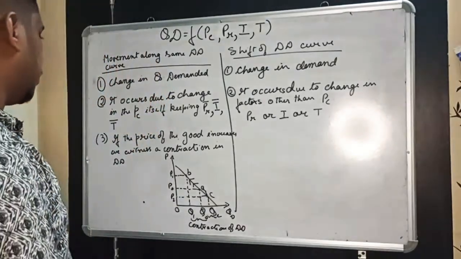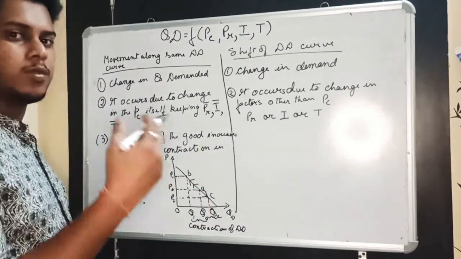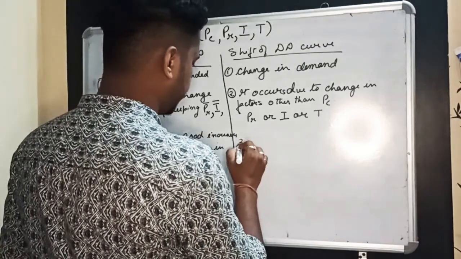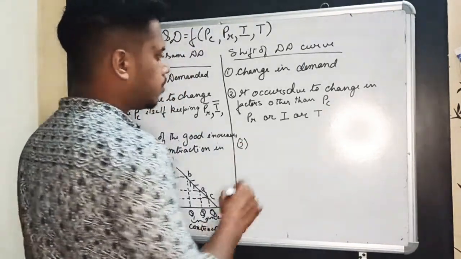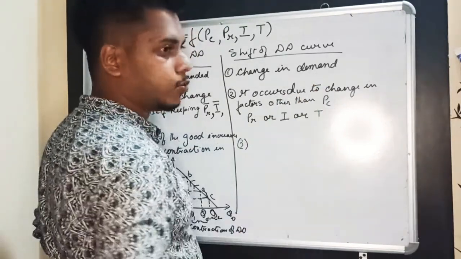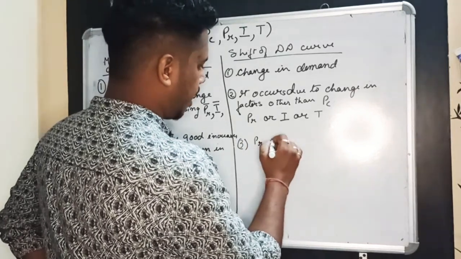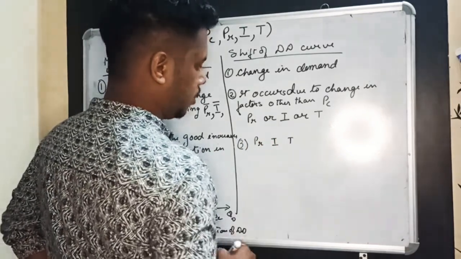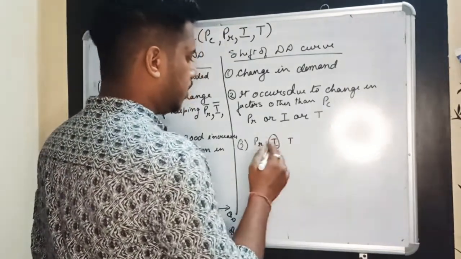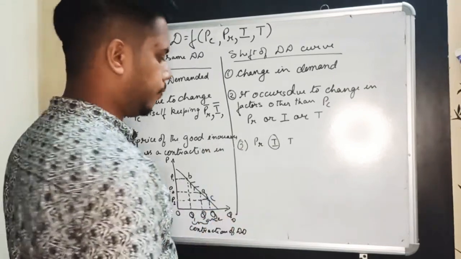Okay, so due to change in the price of the commodity, we witness expansion as well as contraction, whereas in this case we have three factors which can change. Okay, here PR can also change, I can also change, and T can also change. So let us take I for simplicity. We will discuss the same phenomena with the help of income.